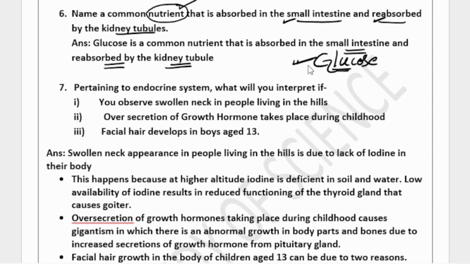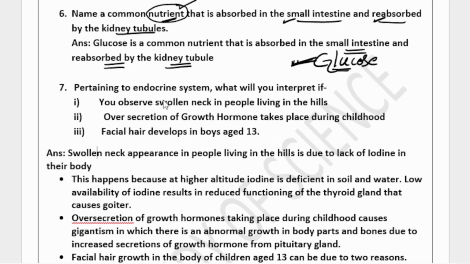Okay, so when they ask this kind of question, you have to use the concept which you have learned. You have to apply pressure on your memory so that you will get the answer. Okay, so the nutrient, firstly, this is easy. Which nutrient is absorbed in the small intestine? It is glucose. And in the nephron, during reabsorption, the same glucose gets reabsorbed. Okay? Yes. So moving to the next question, my dear students.